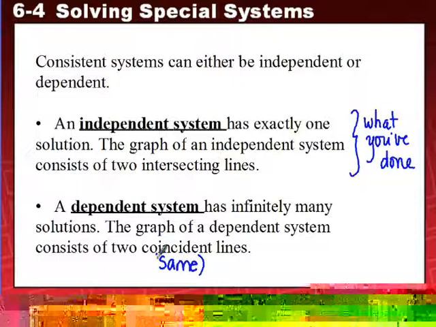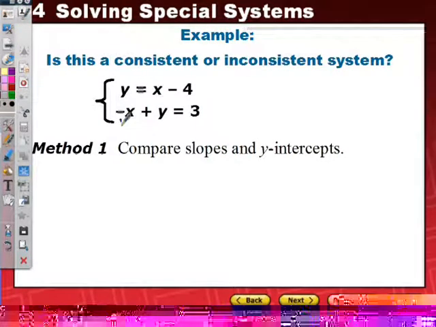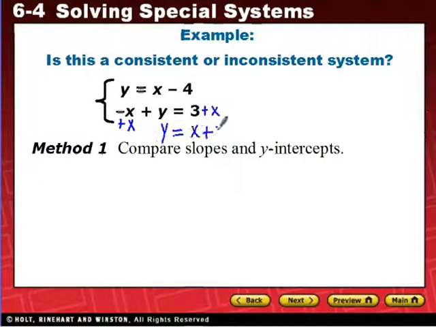Let's look at a few examples here. On page 84, we've got plenty of room for examples. And right now we're just looking at, is this a consistent or inconsistent system? So is there a solution, or lots of solutions, or is there no solution? One of the equations is already in slope-intercept form. So let's go ahead and try method 1 here, where it asks me to compare slopes and y-intercepts. So I'm going to solve the second equation for y by adding x to both sides. And so now I have y equals x plus 3.